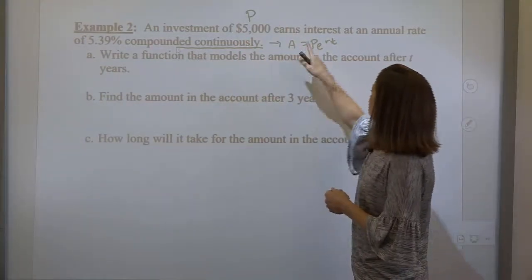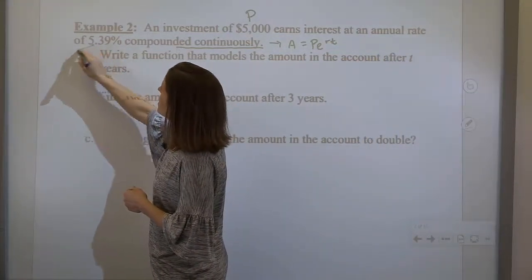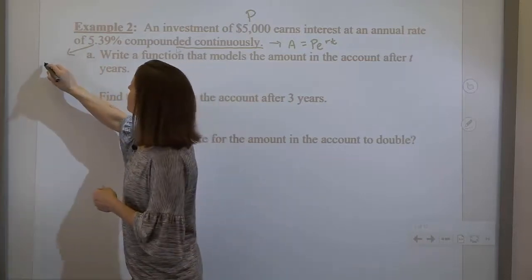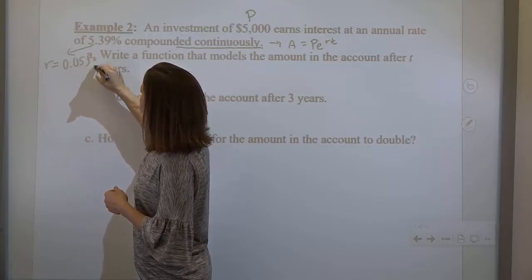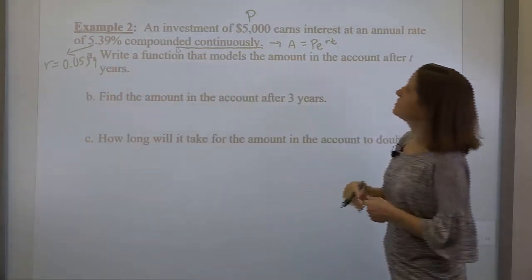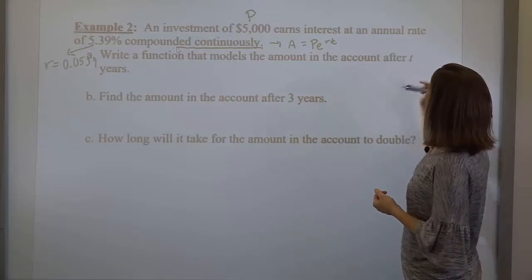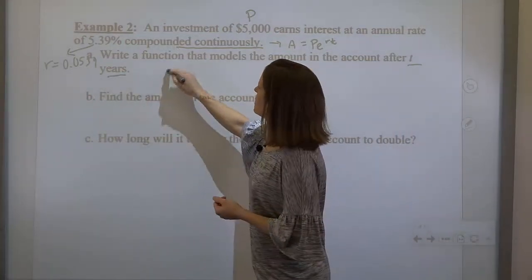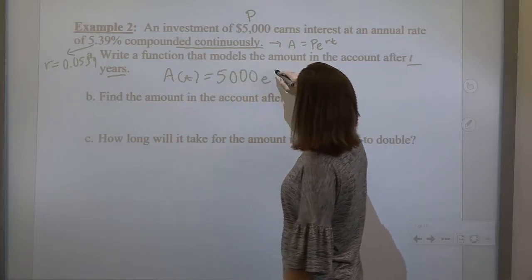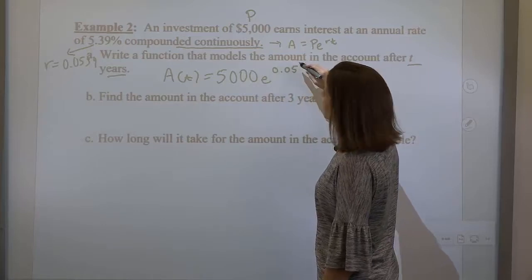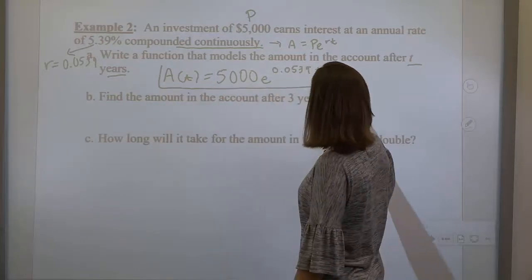So as we read through, we need to identify, now we know what variables are in play, so let's find them as we read. An investment of $5,000. That's how much we started with. That is our P. Earns an interest rate of, now we need to be careful here that we don't say that is r. r is its decimal form. So 0.0539 will be our r, and then our time. Right now we don't know a time. We are just using t because we're writing a function after t years. So the amount in the account after t years will be 5,000 e to the 0.0539t. That is all I am asking you to do in Part A.